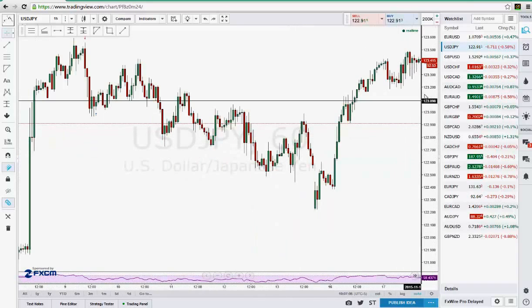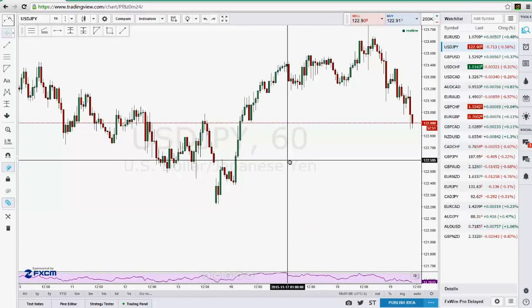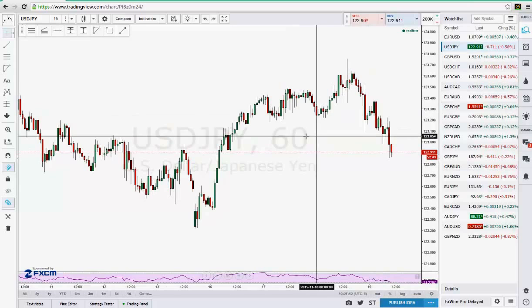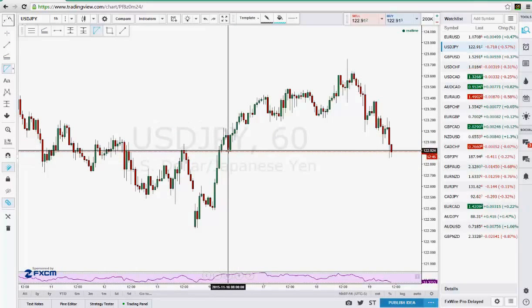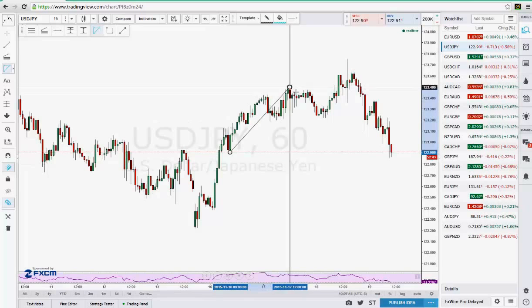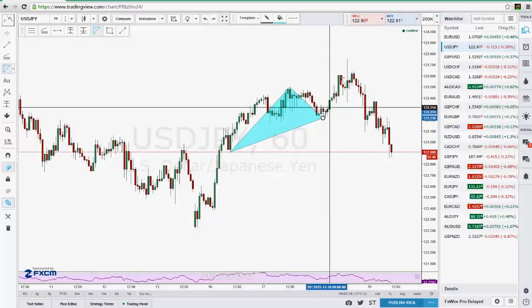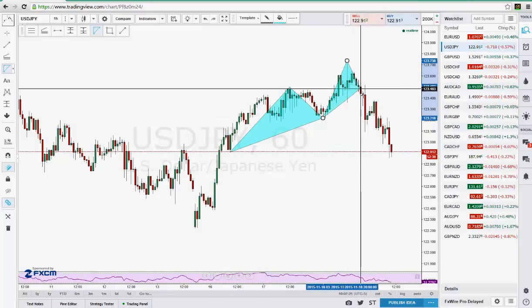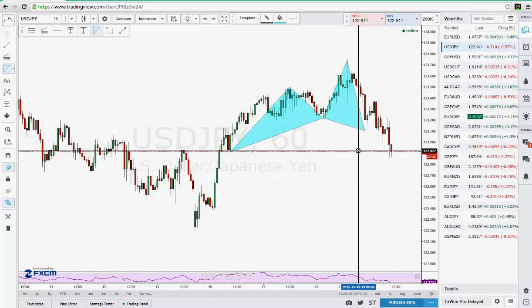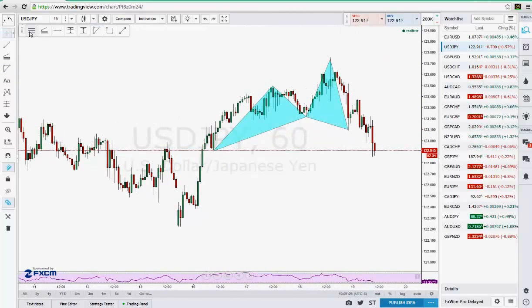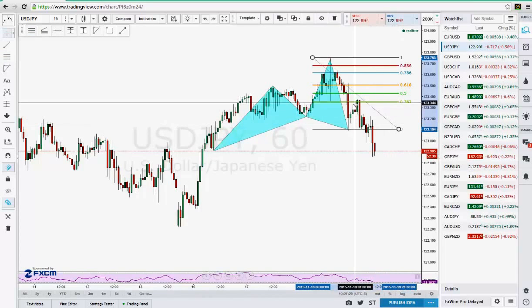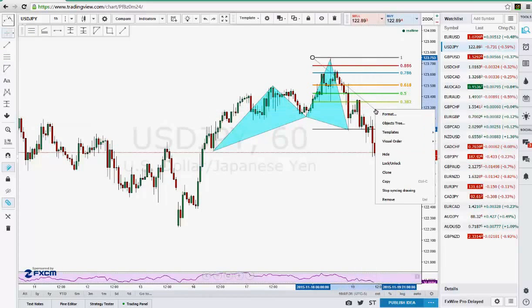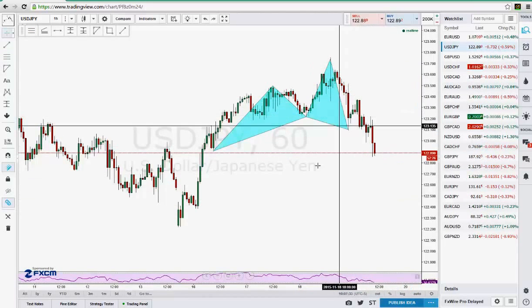The dollar yen had a cipher pattern earlier today. It comes in like X to A, to B, B to C, and a CD completion right in there. And it came up to hit targets for about 25 pips. As you can see, we went past our 382 retracement and hit targets for 25 pips.